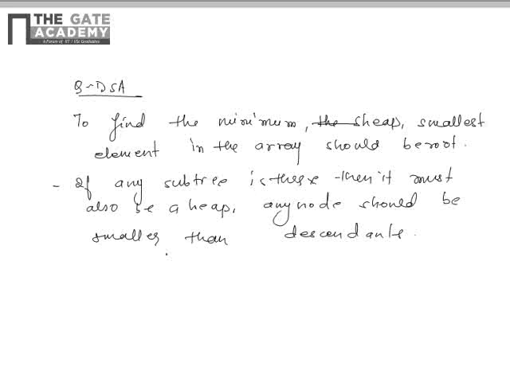Option A is 3, 4, 6, 2. Okay, when we are going to construct a heap, we will construct like this, right? 3, 4, 6, then this will come here, right? So 2 is the smallest one in the array, but this is not the root, so option A cannot be a heap. Okay, so option A is wrong.